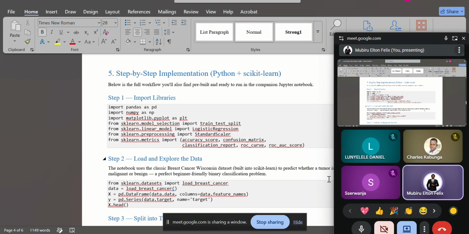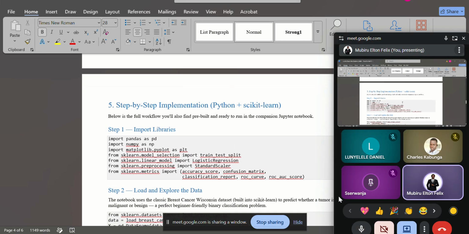So you can implement this. Let me see if I have this. I did something with Jupyter Notebook. Let me see if I can share that in a few.